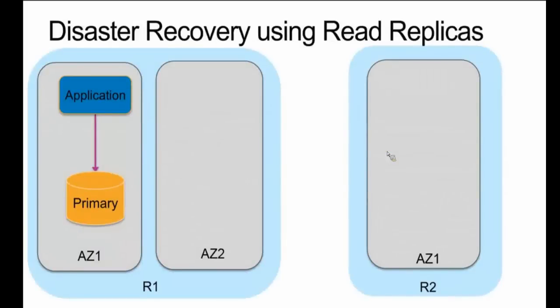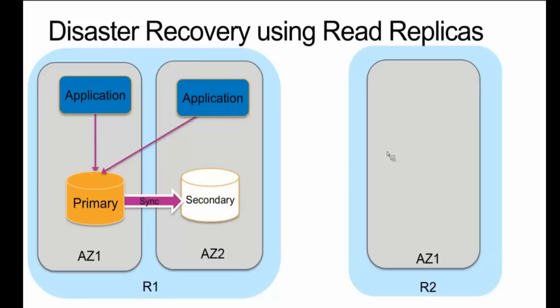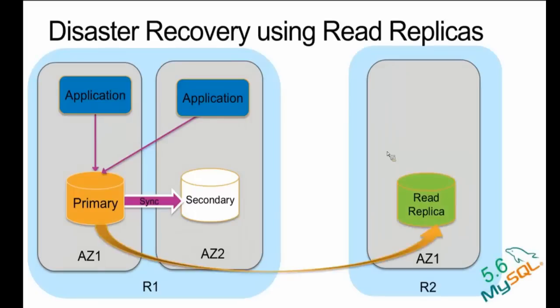So how do you do disaster recovery using read replicas? Well, one way would be to set up a read replica in another region. So we're going to talk briefly here about starting with a database and an application running in one AZ in one region. We're going to do the multi-AZ synchronous replica. And then to make it possible to fail over to another region, we're going to create a read replica.